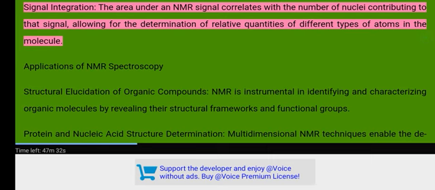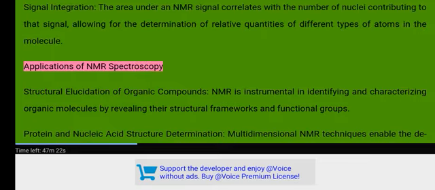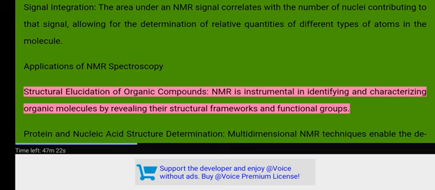Signal integration. The area under an NMR signal correlates with the number of nuclei contributing to that signal, allowing for the determination of relative quantities of different types of atoms in the molecule. Applications of NMR spectroscopy. Structural elucidation of organic compounds. NMR is instrumental in identifying and characterizing organic molecules by revealing their structural frameworks and functional groups.